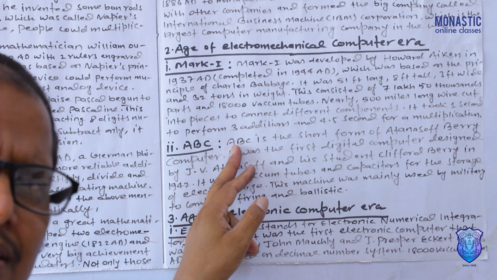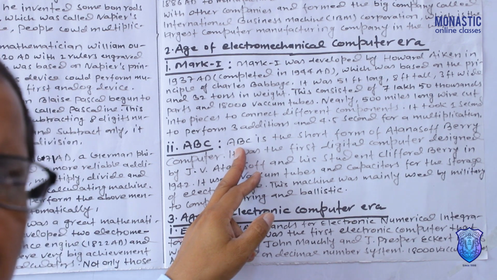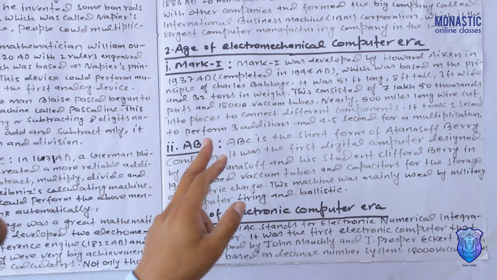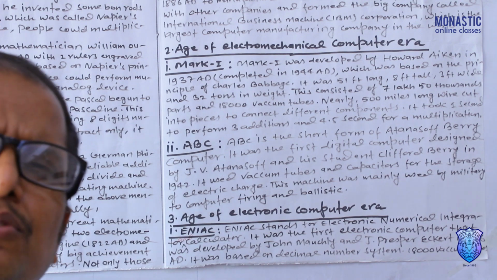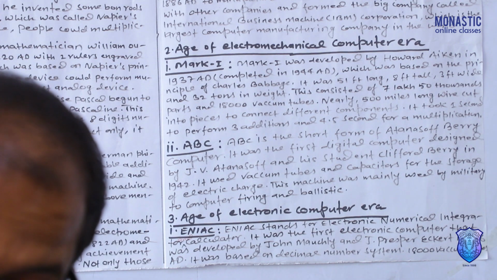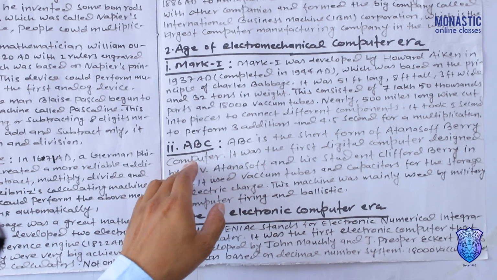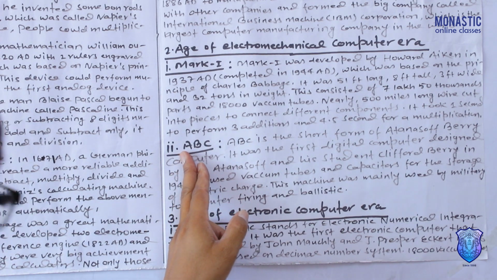I will discuss later in detail, but just know the computer which is based on binary digits, based on 0 and 1, is called a digital computer. Is it clear? It stores all the data or information in zeros and ones in digital format. Now back here. ABC is the first digital computer.